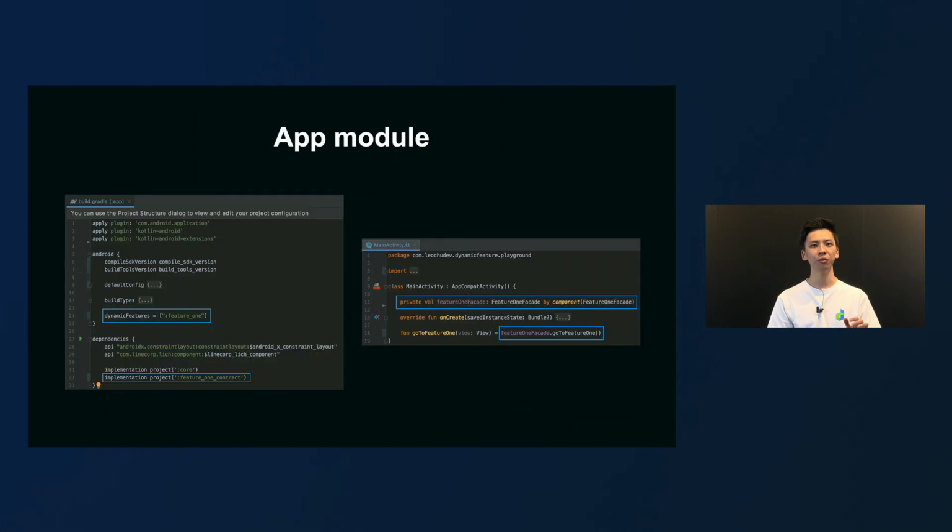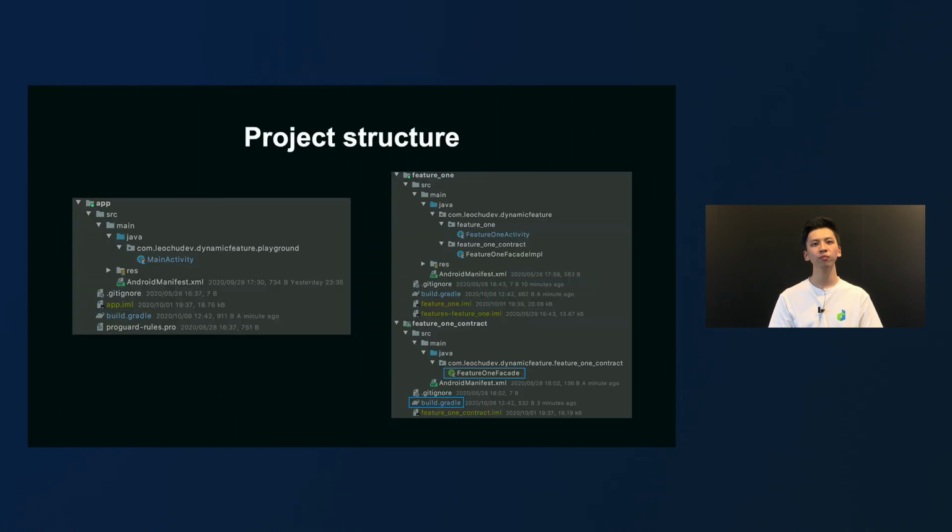So let's check the app module. As you can see here, the app module has the feature 1 contract module dependency, and it has the feature 1 module dependency, and it depends on the feature 1 contract module. The main activity class is the same as I showed you earlier. It obtains the feature 1 facade component and calls the feature 1 function. However, there's a little bit of difference from before. We defined the feature 1 facade interface in the feature 1 contract module instead of in the app module.